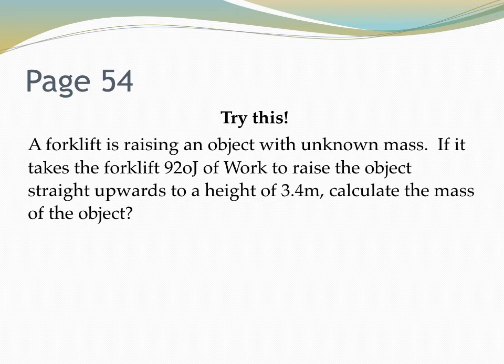All right, now it's your turn. So I challenge you to figure this one out. A forklift is raising an object with an unknown mass. If it takes the forklift 920 joules of work to raise the object straight upwards to a height of 3.4 meters, calculate the mass of the object. We are going to have to mess around with some equations here. So good luck. Pause the video right now and give it your best.